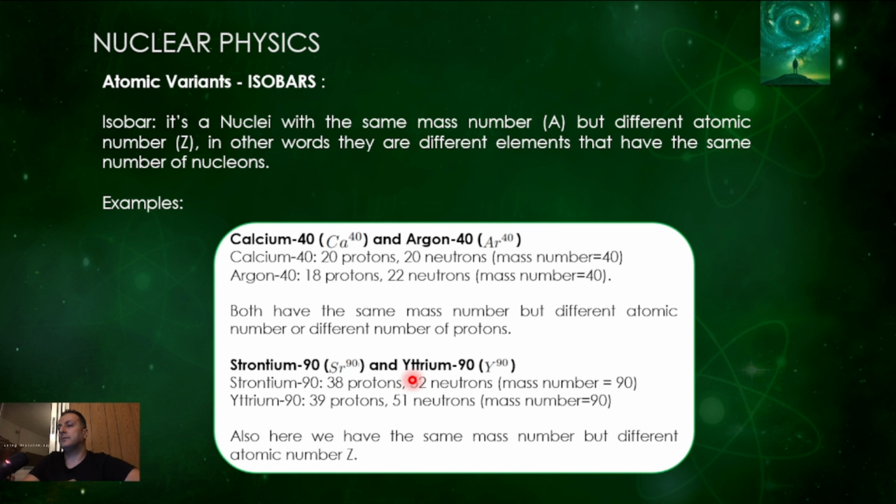Strontium and yttrium, the same thing. They have a mass number of 90. However, a different number of protons: 38 protons for strontium and 39 protons for yttrium. And here 52 neutrons for strontium, 51 for yttrium, but both having a mass number of 90.